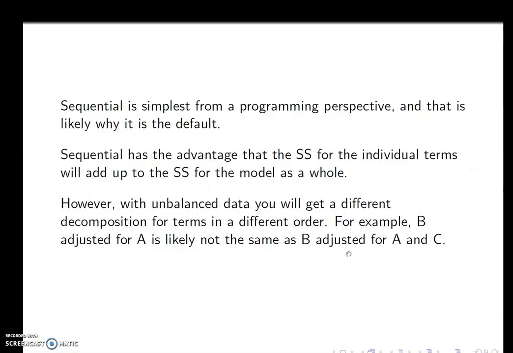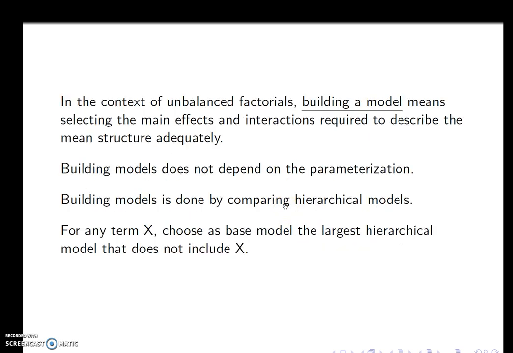Okay, so we just saw from that example in the book that when we have unbalanced data, we're going to get a different decomposition for terms that are included in different order for that sequential construction of the model. For example, B adjusted for A is not the same thing as B adjusted for A and C, but we saw that in detail in that last example. Building the model means selecting our main effects and interactions required to build the mean structure. Gary, if you read the book, he is a big advocate for hierarchical models, and I really concur. I think this is a good, solid way to go about it.